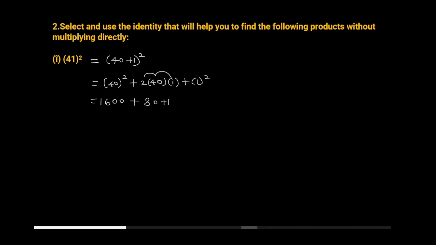So let's add it. When you are adding this, 1680 plus 1. So ones place 1, tens place 8, hundreds place 6 and 1. The answer is 1681.